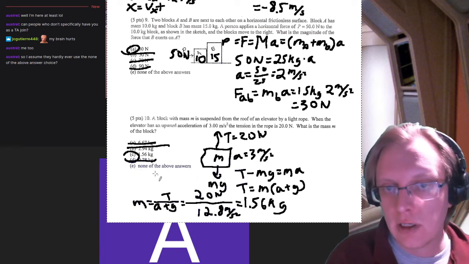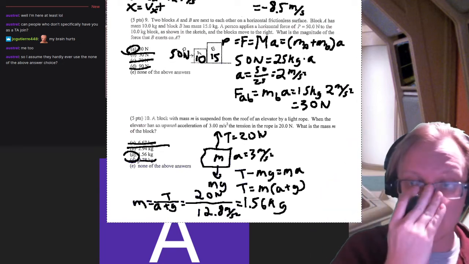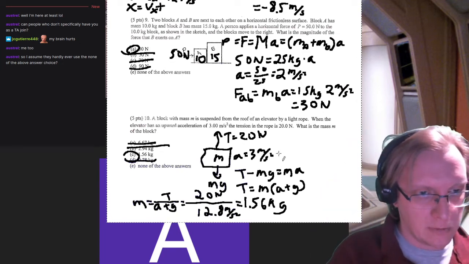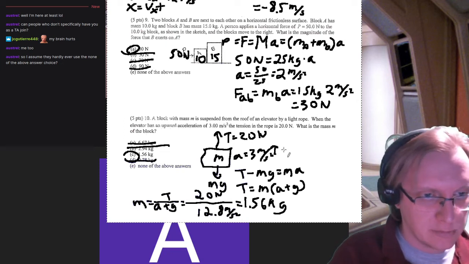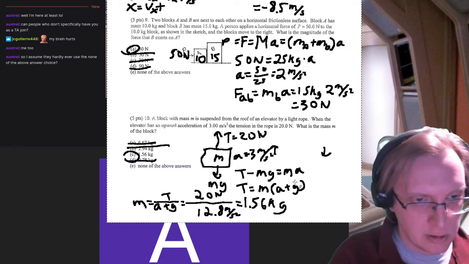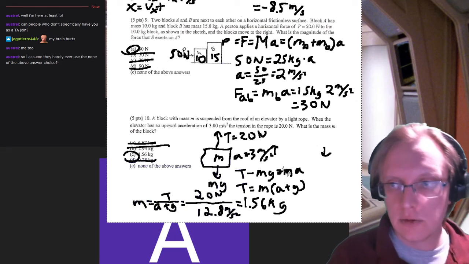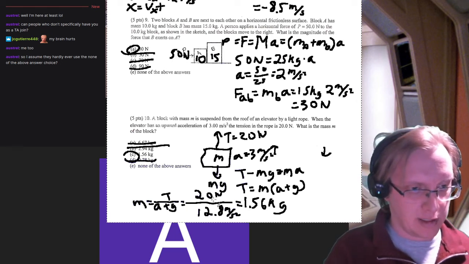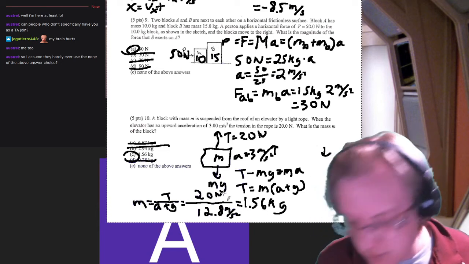All right. If the elevator was going downwards, you would just subtract 3 from 9.8. So if we were going down, then we'd have a minus sign here. That'd be probably the simplest way to do it. Or you could put a minus sign here. One of the two. So long as that minus sign gets in there, we end up with 9.8 minus 3, 6.8 instead.